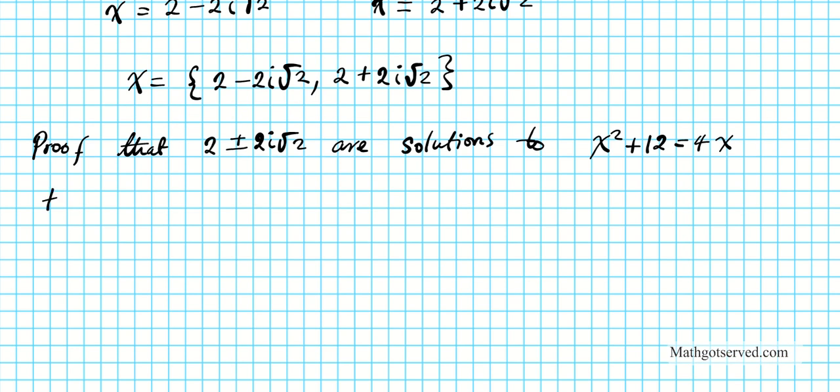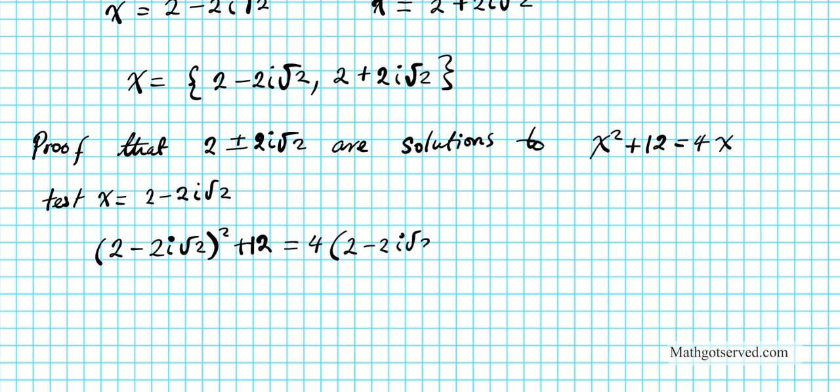Okay, so first one, we're going to test x equals 2 minus 2i root 2. All right, so I'm going to plug it into this equation, see if we end up with a true statement. Okay, so we're going to have (2 minus 2i root 2) quantity squared, plus 12 equals 4 times (2 minus 2i root 2). Actually, we don't know if it's equal yet. Is it equal? So I'm going to work this out and see if we end up with a true statement.